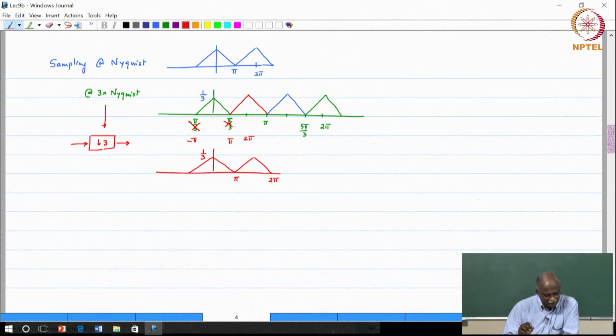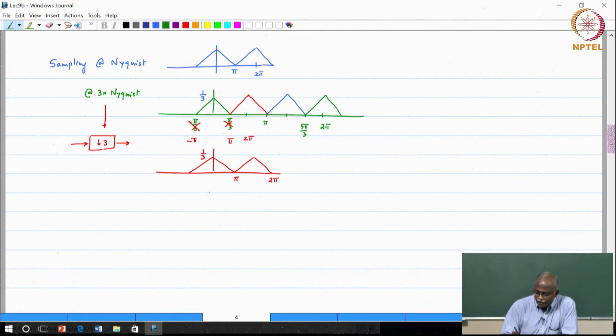Okay. Now, for the benefit of clarity, I would like to look at the same downsampling by a factor of 3. However, the input spectrum is not at Nyquist rate, but slightly less than Nyquist rate. So, basically look at this particular scenario.